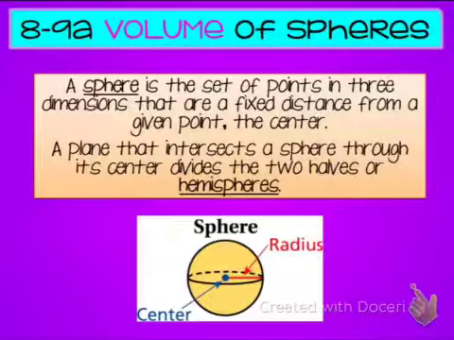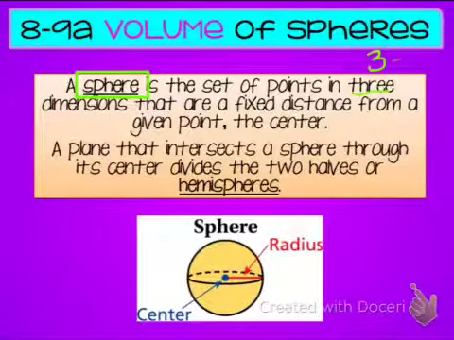So the definition of a sphere is the set of points in 3 dimensions that are a fixed distance from a given point, also known as the center. So that first vocab word, which is not a new word, just a review word, is sphere. And probably most importantly, it's 3D, so it's 3 dimensions. We're just taking a radius and going 3 dimensions in every direction to make it a sphere.